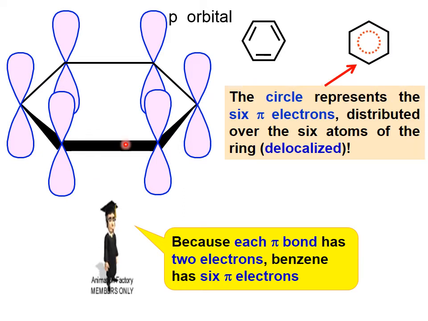So when they're in the same plane, the 6 pi electrons, which come from the 3 double bonds, can be distributed evenly over the 6 carbon atoms of the ring. So we say the 6 pi electrons can delocalize, they all move around in the 6 carbons. As you know, in the benzene ring we have 3 pi bonds, each pi bond has 2 electrons, so basically in the benzene ring we have 6 pi electrons.